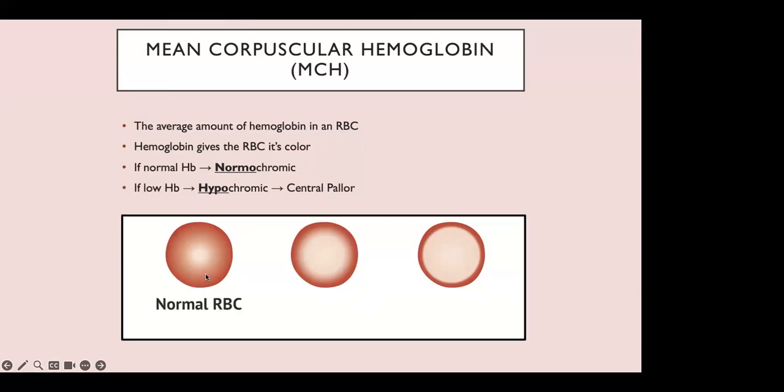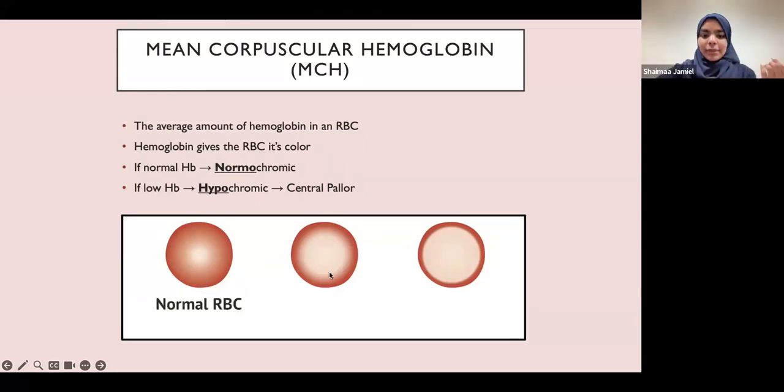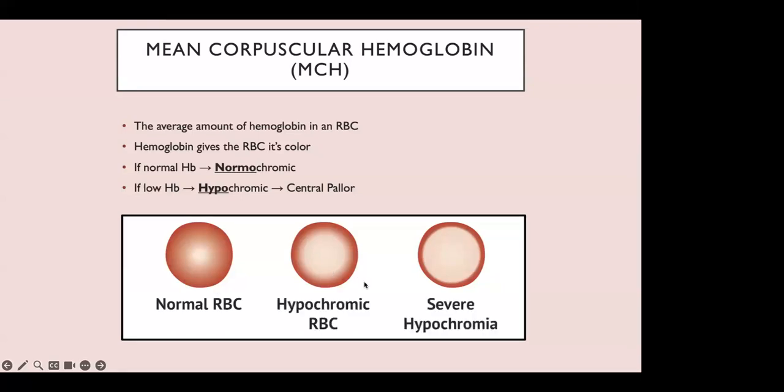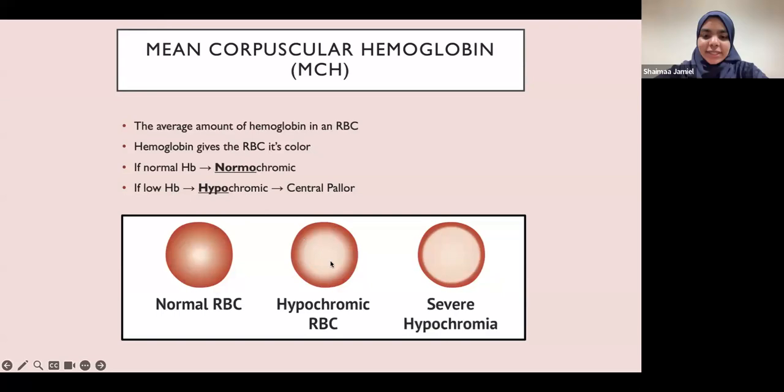This is the normal RBC. It's normochromic. But this one would be hypo, right? Hypo. And this is even more severe hypo. Do you see the central pallor? So this is how you know that this is hypochromic. That means it has low amounts of hemoglobin inside, okay?